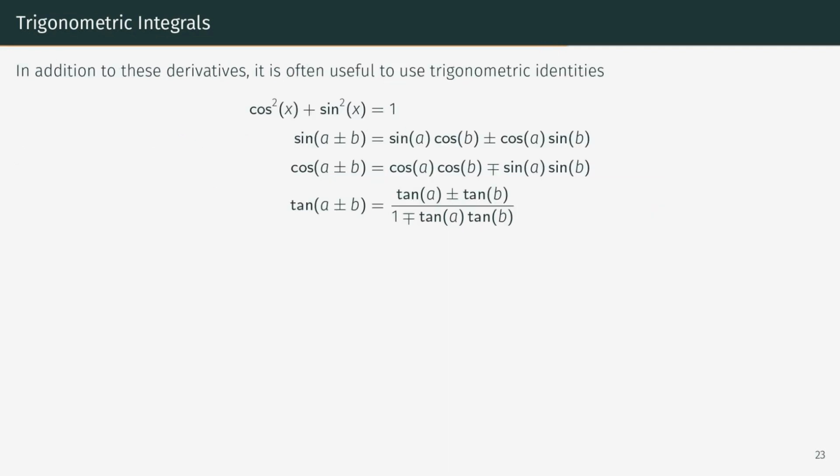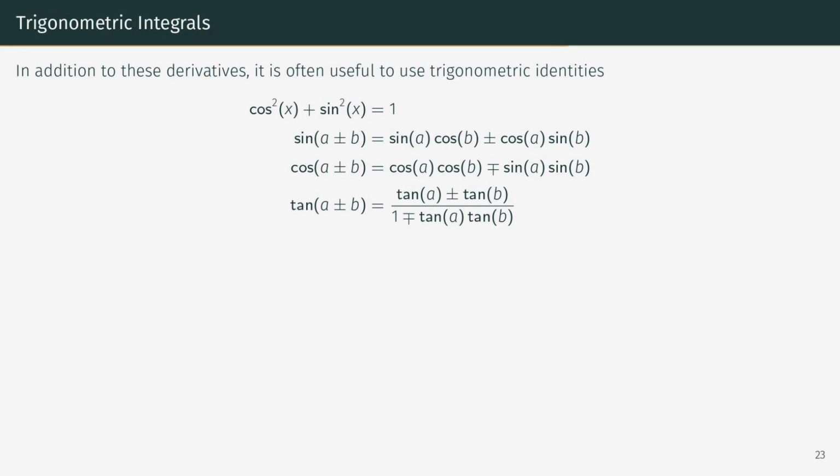In addition to these derivatives, it is often useful to use trigonometric identities. One that we have hopefully all seen before is that the cosine squared of x plus the sine squared of x equals 1. We also have that the sine of A plus or minus B equals the sine of A cosine of B plus or minus the cosine of A sine of B.